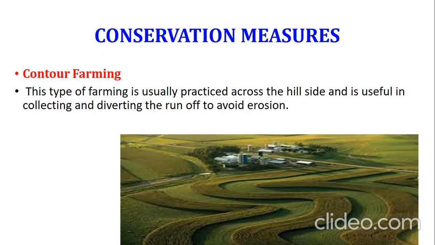Contour farming. This type of farming is usually practiced across the hillside and is useful in collecting and diverting the runoff to avoid erosion. See here in this image, this portion is quite on the upper side and this is quite down. This type of farming is known as contour farming, and it is done along the hillsides, to prevent the runoff or to avoid the erosion of soil.